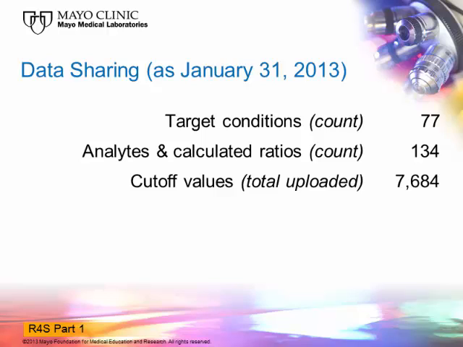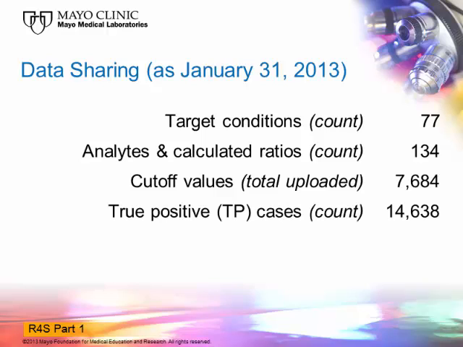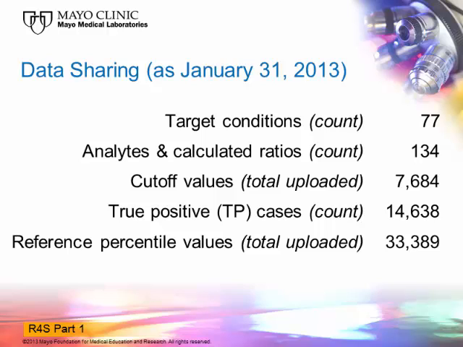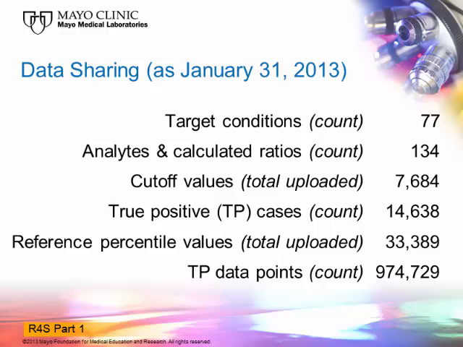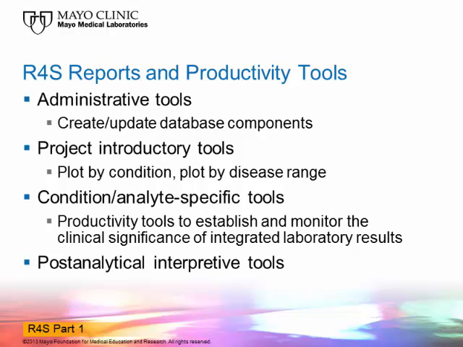By fostering worldwide collaboration, the project database includes more than 14,000 cases affected with one of the 77 target conditions, more than 30,000 reference percentile values, and almost 1 million data points. So what is being done with all this data?